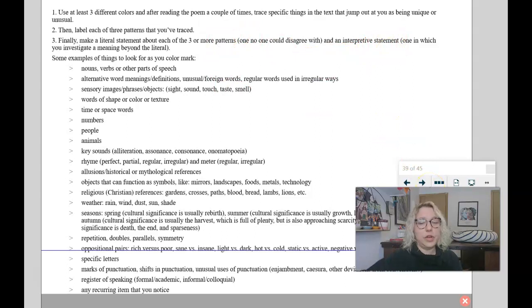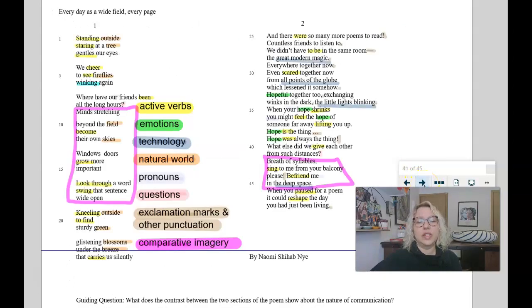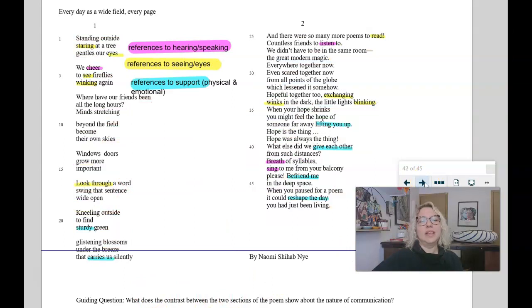Well, as I was working, I thought, what's interesting about some of the things I found is how they are kind of working together. And so I decided to get a little more specific, a little more precise with naming the patterns, and then I traced them again. So here's what I did. I said, now that I've looked at those basic things, I want to get a little bit more precise so that my analysis is really going to add up to something interesting and profound. So I said, you know what? References to hearing and speaking is a little more interesting than just all the active verbs.